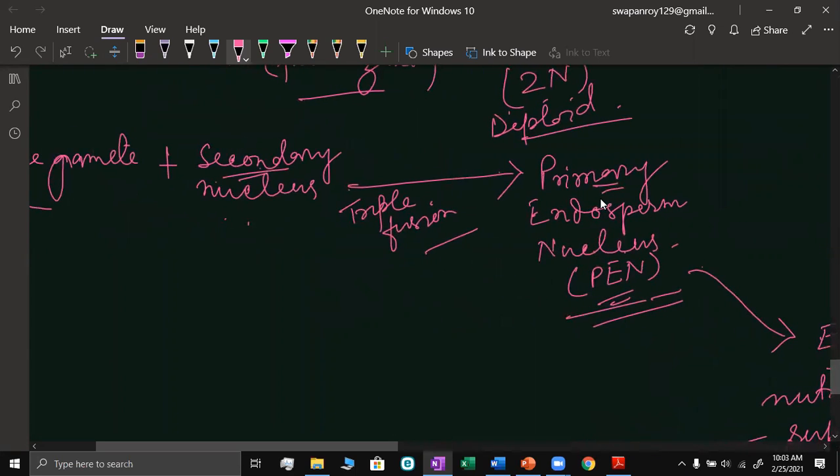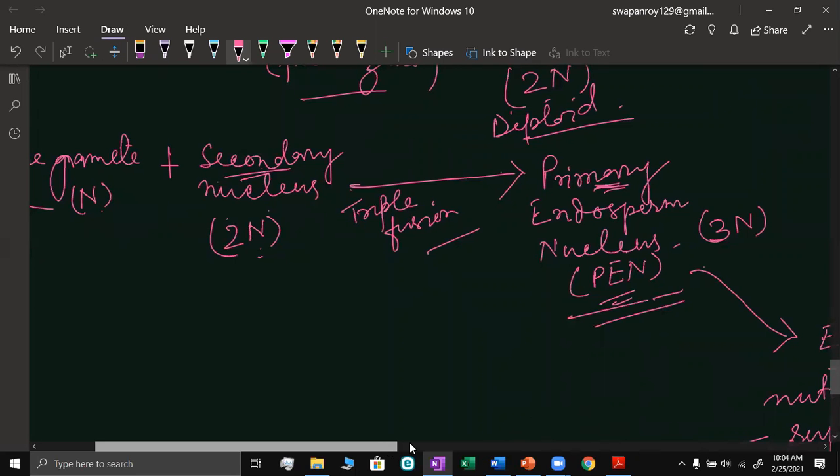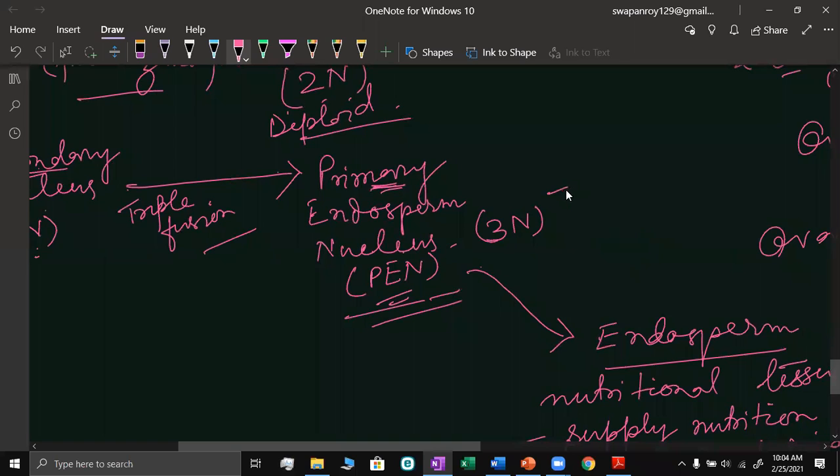One thing: what is the cytological status of the primary endosperm nucleus? The secondary nucleus is diploid because two polar nuclei have fused, 2N, and the male gamete is 1N. So 2N plus 1N, the primary endosperm nucleus is 3N, which means it is triploid. Normally the structure is triploid.